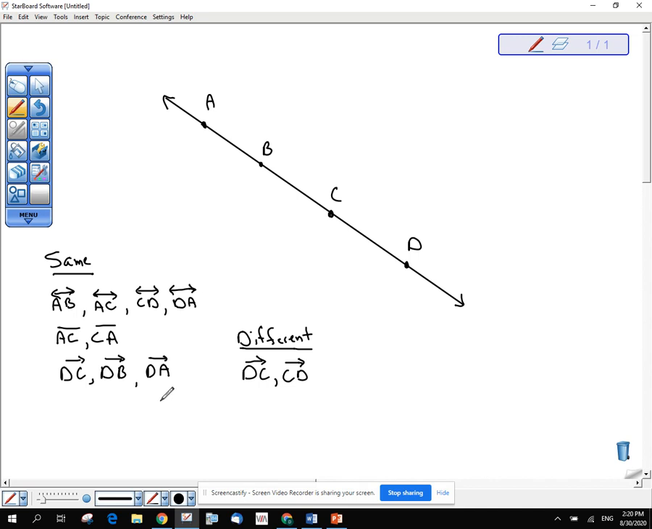That can happen. However, ray DC that goes this way is different from ray CD that starts at C and goes this way. It's a different set of points. You follow? Ray DC starts here and goes this way forever. Ray CD starts here and goes this way. That's a different set of points.